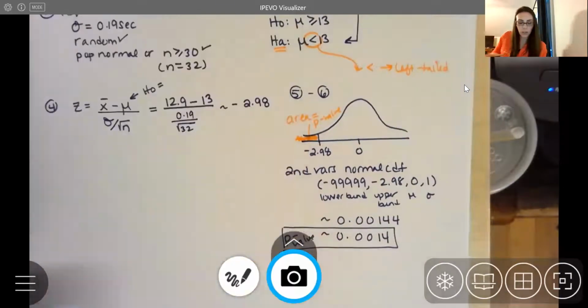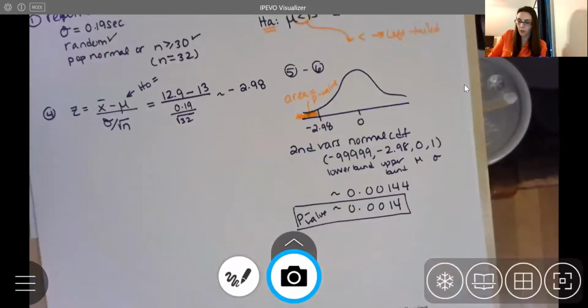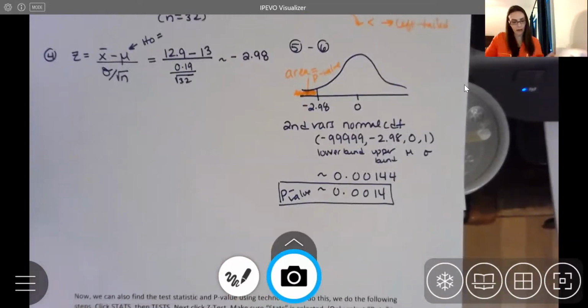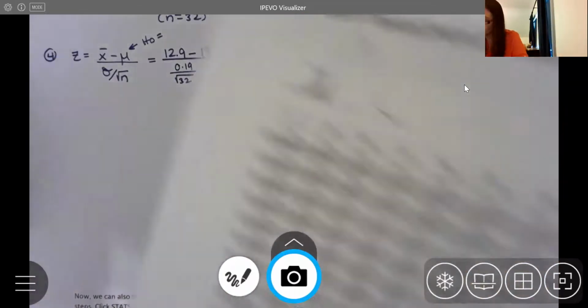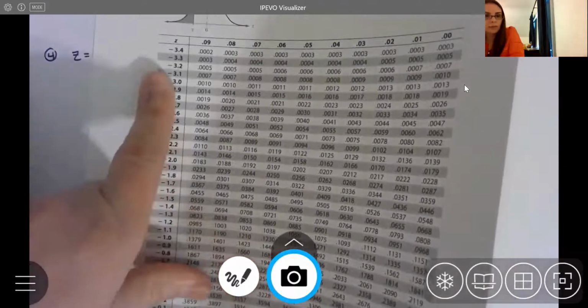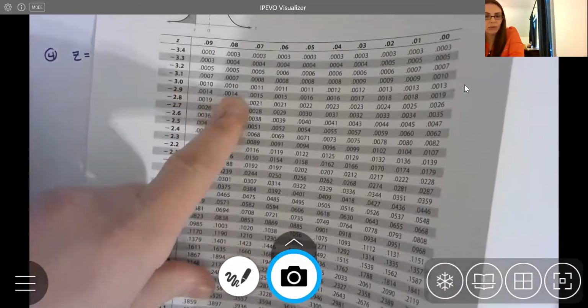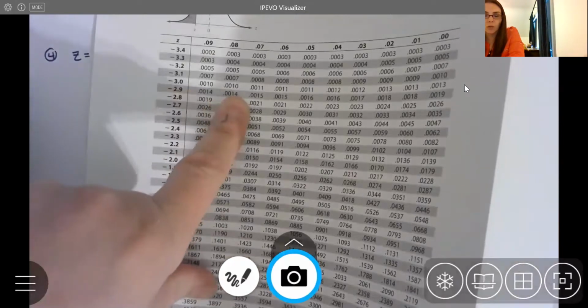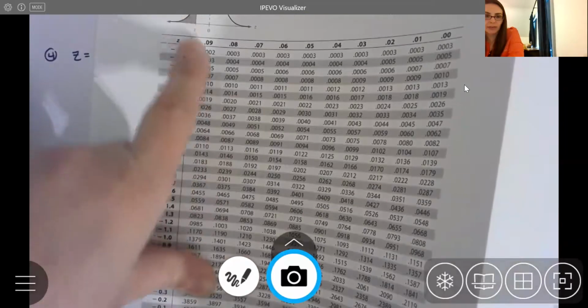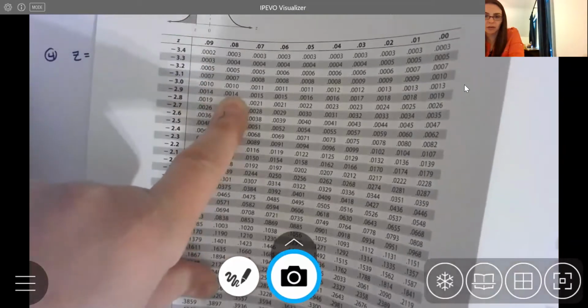Now, if you're not using your calculator, that's okay. So just for this one example, let me show you one more time. You're going to go to that z-score table if you're not using your calculator, and we're looking at negative 2.98. So here's negative 2.9, and then 0.8 is right there. So 0.0014 is the area in that left tail. And again, your table always gives areas to the left, so it does match our picture.